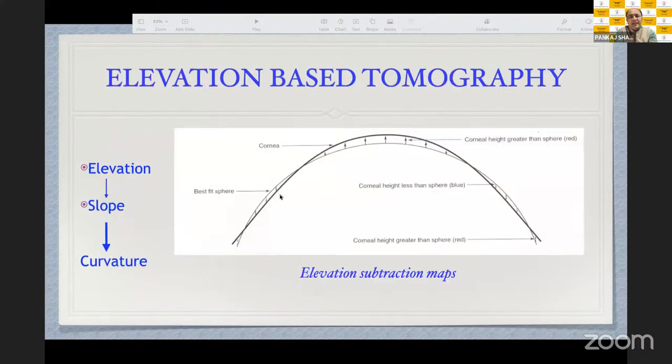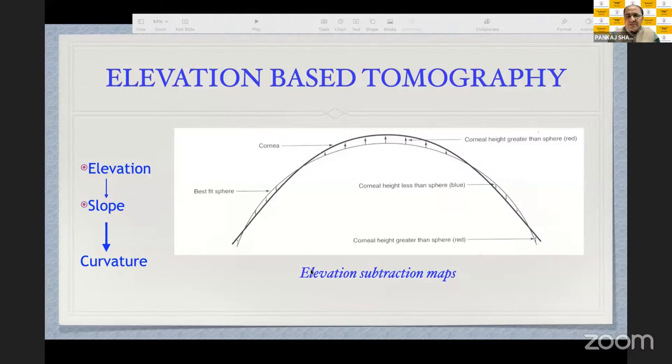Now, what I initially told you was that in Scheimpflug imaging, what is the primary data? What does the machine read? It just reads how much anterior or posterior that particular point is relative to other points in the cornea. So it measures elevations, that's it. From these elevations, it calculates the slope and the power or the curvature. In Placido disc, the primary data which comes out is slope. From there, it goes back and just creates elevation and a curvature.